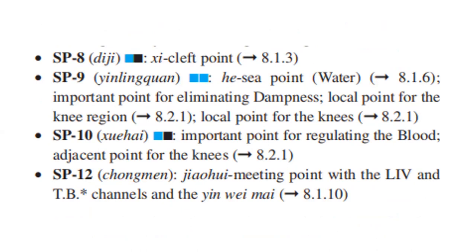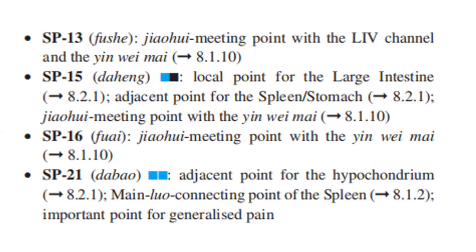Local point for the knee region, local point for the knees. Spleen 10, important point for regulating the blood, adjacent point for the knees. Spleen 12, Jiao hui meeting point for the liver and triple burner channels and the yin wei mai. Spleen 13, Jiao hui meeting point for the liver channel and the yin wei mai.